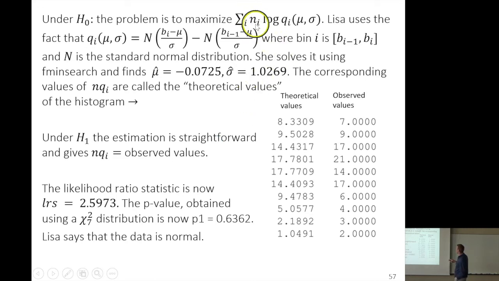That's what we saw before. We need to maximize this, where Qi of mu, sigma is the probability that something falls in the bin. So the bin is b_{i-1}, b_i. N is the shorthand notation that I use all throughout this lecture for the CDF. So identify a probability distribution with a CDF. That's the CDF of the Gaussian. And if I know mu and sigma, that's the probability of falling here. Right.